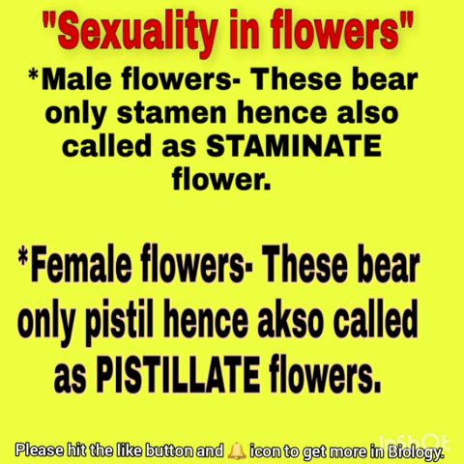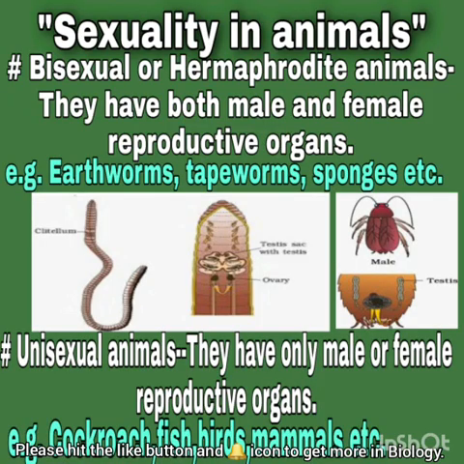Now, you will be amazed to know that there is sexuality in flowers too. Male flowers are those which bear only stamens, that is the male part, hence also called staminate flowers. On the other hand, the second one is the female flower which bears only pistil, that is carpel, the female part, hence also called pistillate flower. So staminate and pistillate flower. Now the sexuality in animals. Students, some bisexual animals are also called hermaphrodite because they have both male and female reproductive organs. For example, earthworms, tapeworms, sponges, etc. While unisexual animals have only male or female reproductive organs. For example, cockroach, fish, birds, mammals, etc.